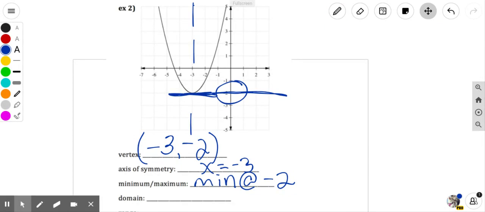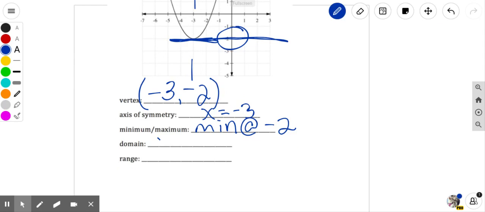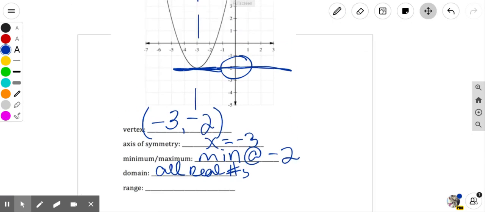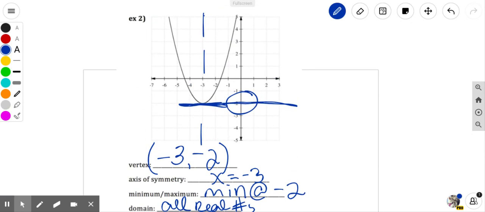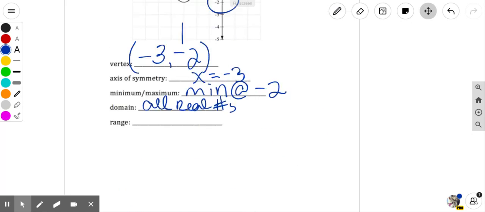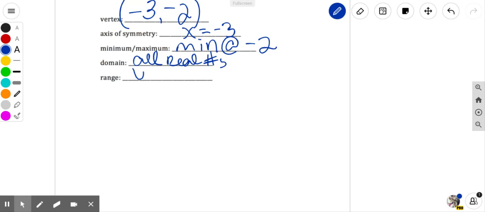Remember again, domain is all real numbers. Because all the numbers from left to right are included on this graph. And then let's take a look at the range. So notice the range, there's this low point here at -2 and everything is above it. So that means that the range would be y is greater than or equal to -2. So here we go. y is greater than or equal to -2.